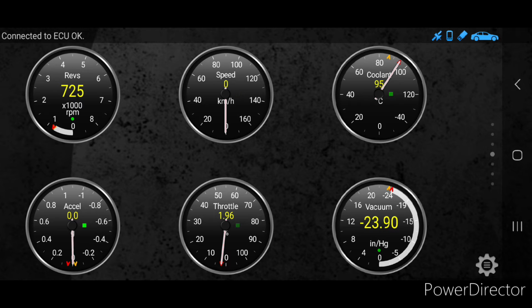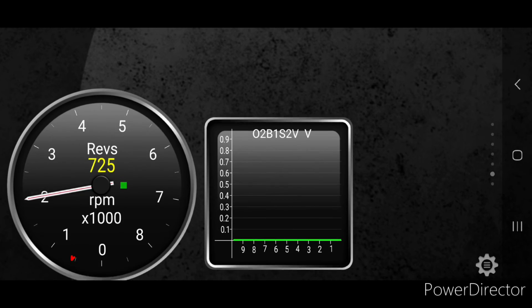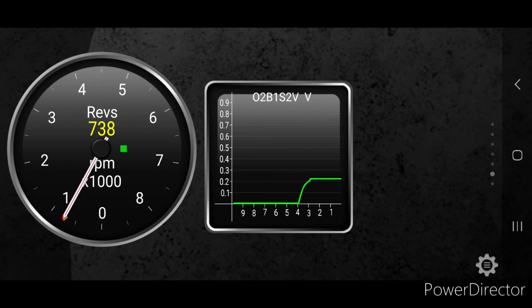It hasn't reached yet the half portion of the coolant gauge. Accelerator throttle 1.96%, vacuum negative 23. What else? Revs. What's this? Okay, this is our O2 sensor, bank 1 sensor number 2. This is the one located after the catalytic converter. This is the one that monitors the performance of the catalytic converter, guys.